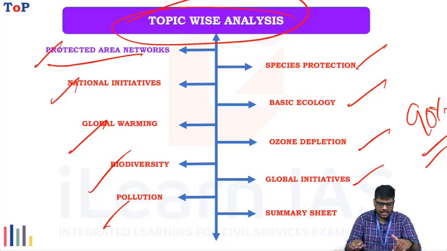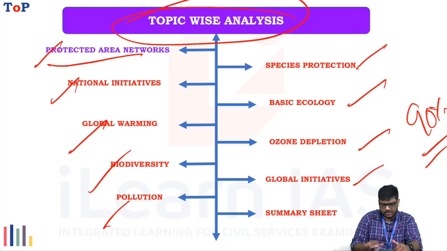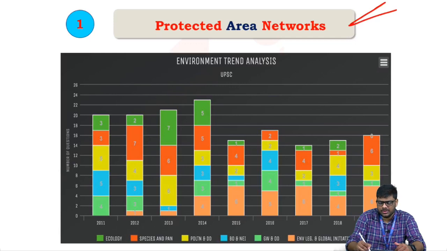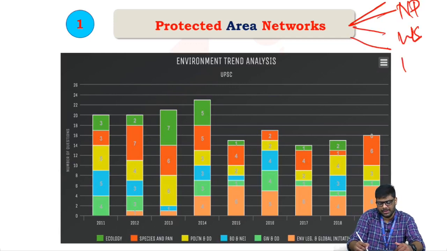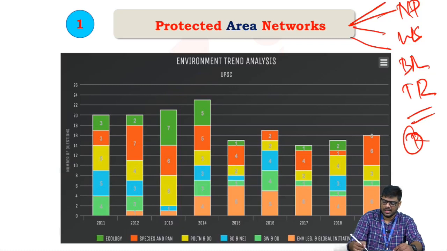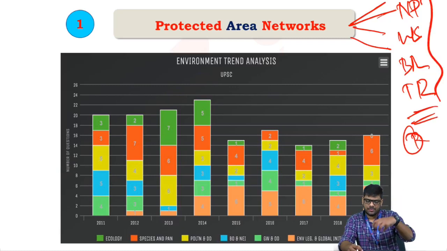Now we are going to take protected area networks as the first session. Protected area networks include initiatives like national parks, wildlife sanctuaries, biosphere reserves, tiger reserves, Ramsar sites, etc. Getting it? These are the topics I will be covering in this portion.